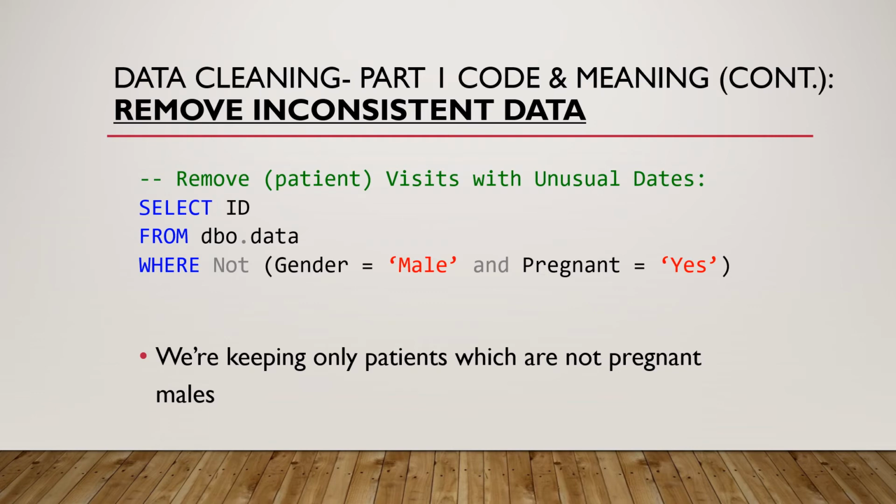Next, we remove inconsistent data, that is, data that doesn't make sense, like select ID from dbo.data where not gender equals male and pregnant equals yes. So we're only keeping patients which are not pregnant males.